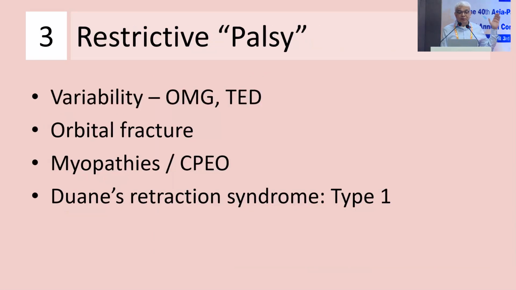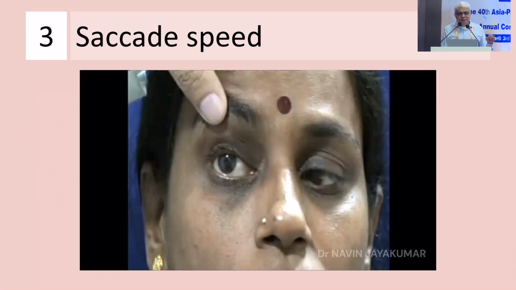Please also remember restrictive palsies, variability as in myasthenia or TED, orbital fractures, myopathies, and occasionally Duane's type 1 can also produce a little bit of diplopia as well.